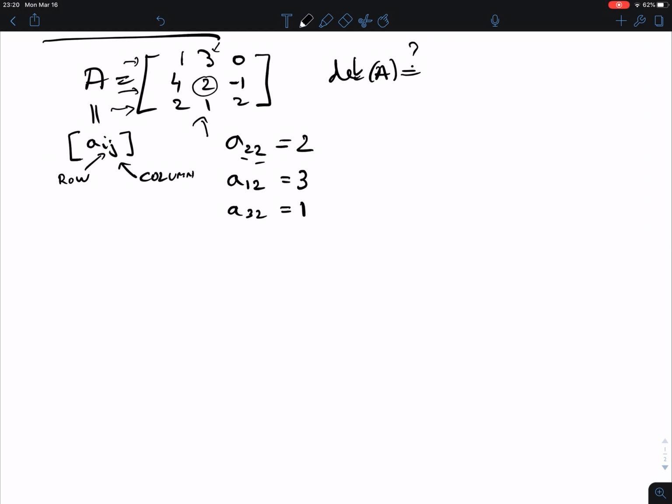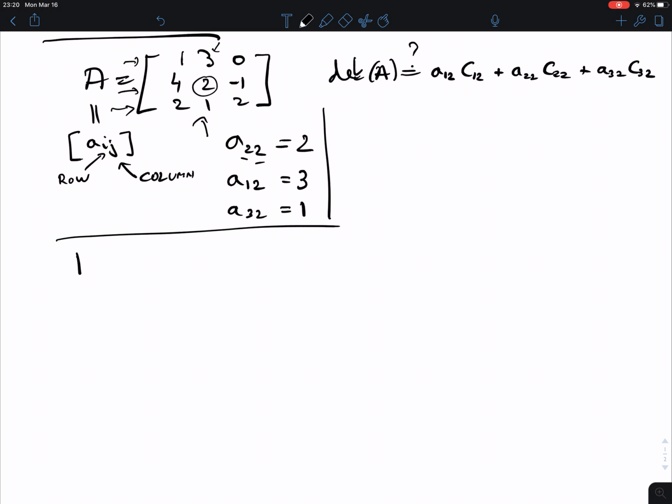Okay, the determinant, I'm going to write down what it is, the formula. It is A12 C12, plus A22 C22, plus A32 C32. Now the A's, we know what they are. I haven't told you what the C's are, okay? But before I define the C's, I actually have to define the M. Let me do this here. Let's start with the first one, M12. And once I have M12, I will get C12 from that.